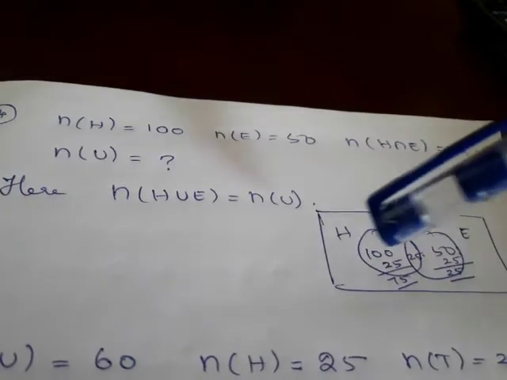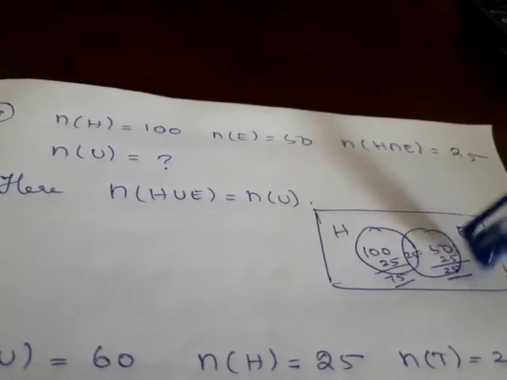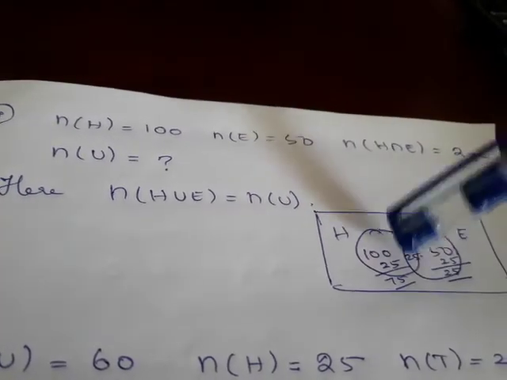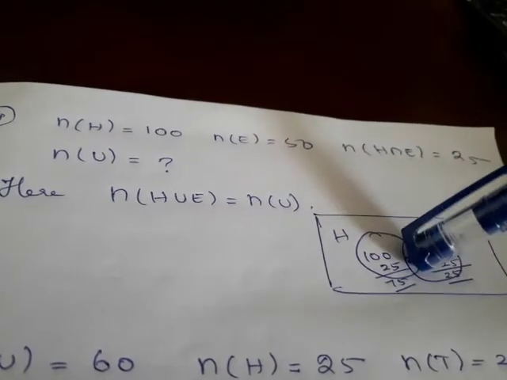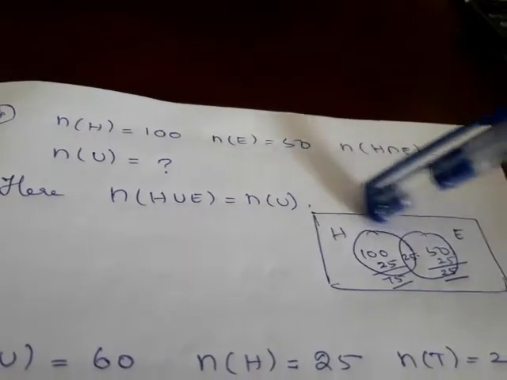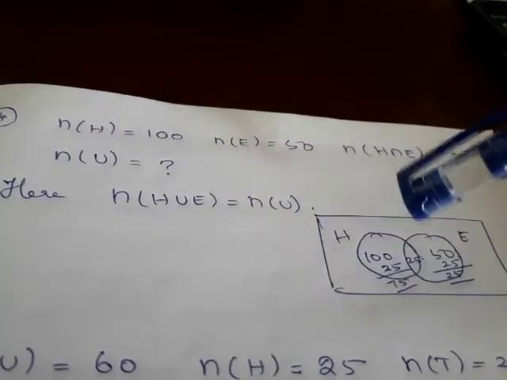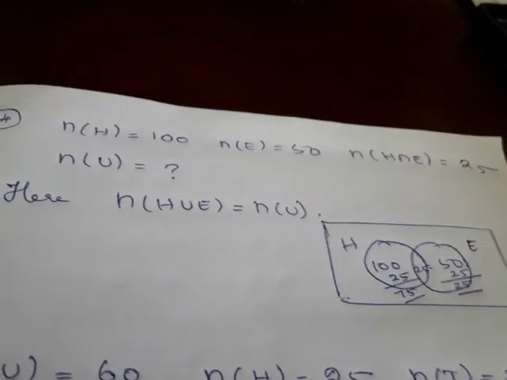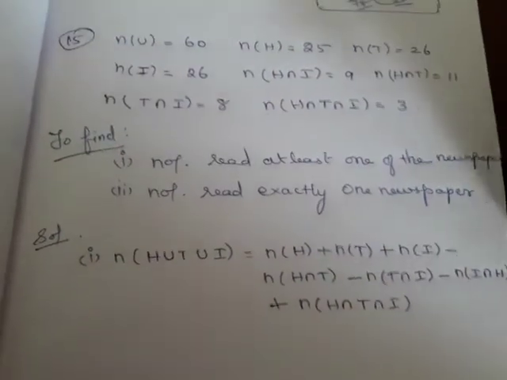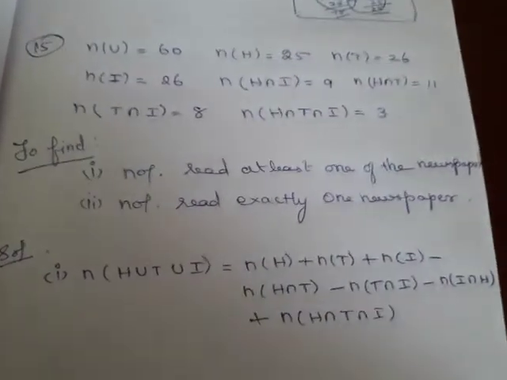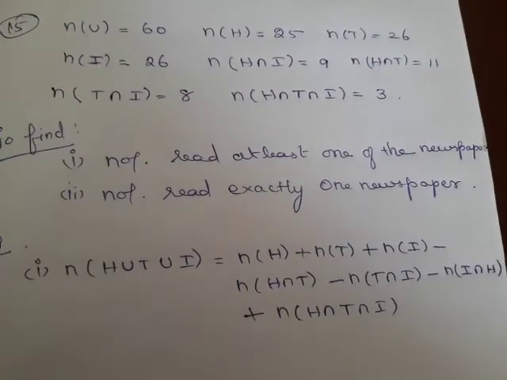If you add students who speak only Hindi, students who speak only English, and the students who speak both Hindi and English, you will get the number of students in the group. So 75 plus 25 plus 25 will be your answer, right? Now we will move on to the next question, the 15th one. The 15th one is also of the same kind. So let us see how we can solve this.